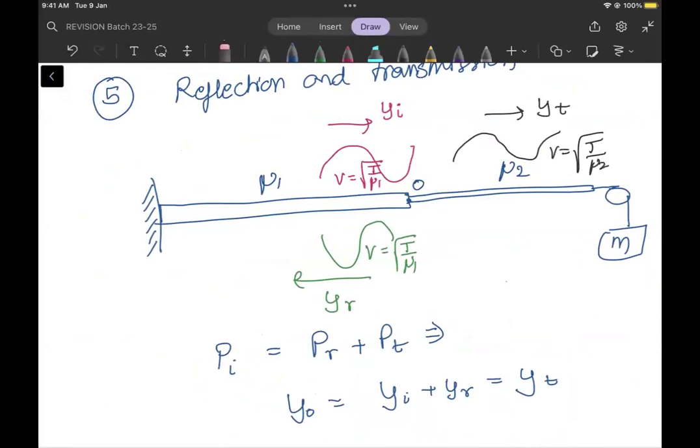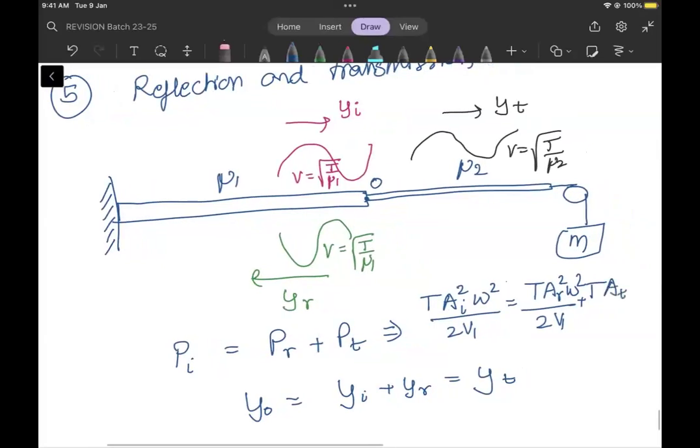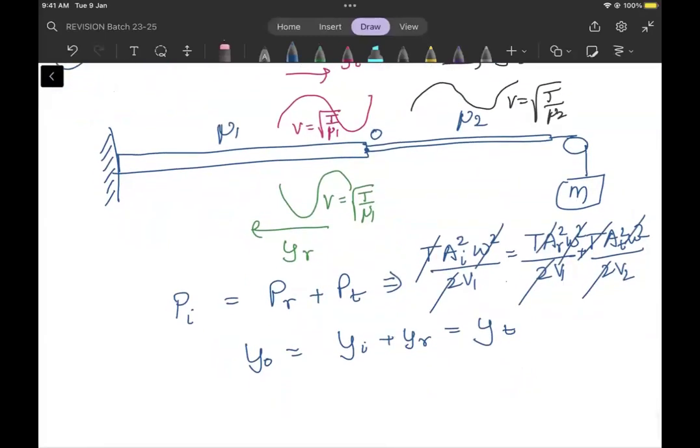So the equation that I will write down, that you should write down, will be T AI square omega square divided by 2v1 is equal to T AR square omega square by 2v1 plus T AT square omega square by 2v2. So ये सब cancel हो जाएगा and I will get a simple expression involving AI and AR and AT. And here also I will simply get AI plus AR should be equal to AT.